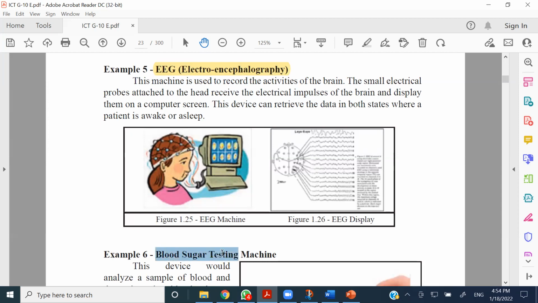And some simple machines, as we know, the blood sugar testing machine. It is something very famous now. I think maybe your parents or your grandparents have a blood sugar testing machine, so they can put a very little drop of blood on a strip and insert it into this machine, and it will tell what the blood sugar level is. The thing is, you have to remember the abbreviations of these EEGs, ECGs and all these things, so that is why I'm listing these things down.